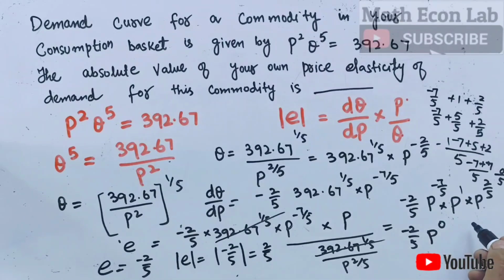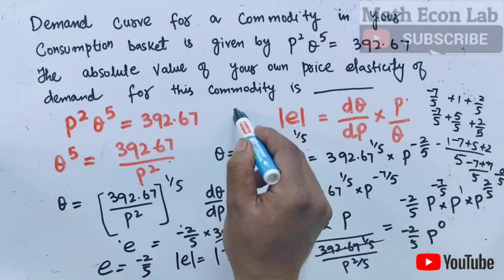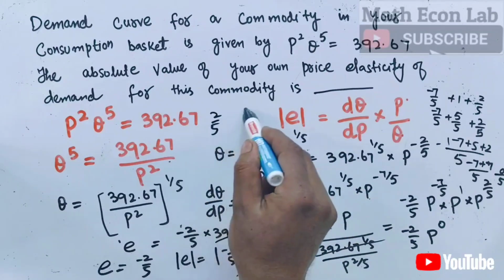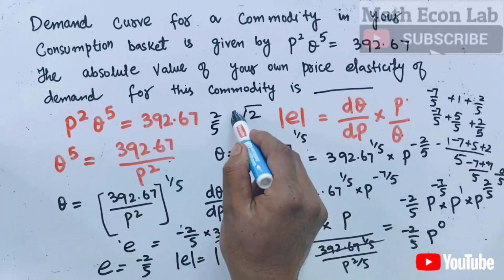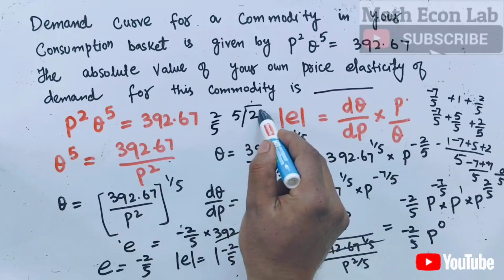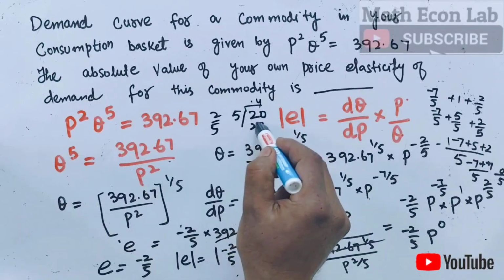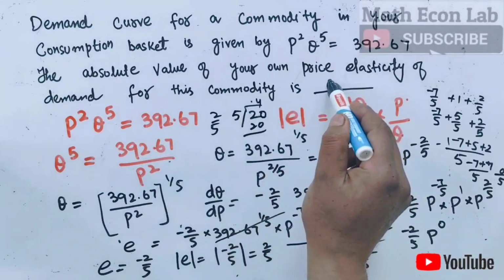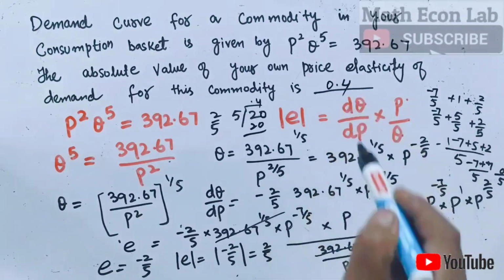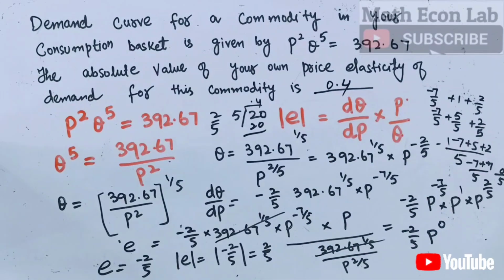And 2 upon 5 is, what is 2 upon 5? So 2 upon 5 is, we have 2 here, 5.0, 5 4s are 20. So we have 0.4 as the absolute value of price elasticity of demand for the given commodity.